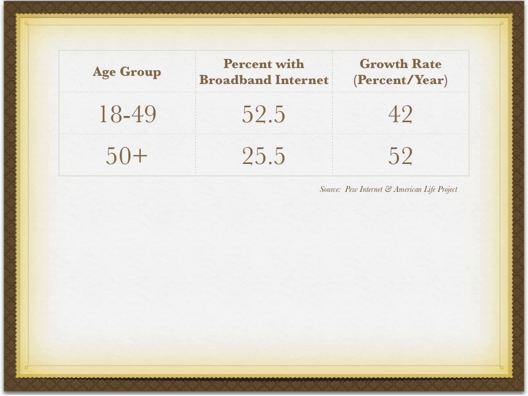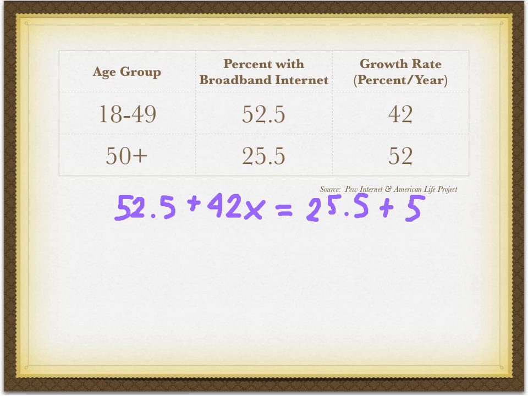So I can write a little equation here. For the younger folks, it's going to be 52.5, that's what they currently have, plus 42x, x meaning the number of years it's going to take. It grows at 42% per year. I want to know when that is going to equal 25.5 plus 52x. Similar problem to what we have done before.